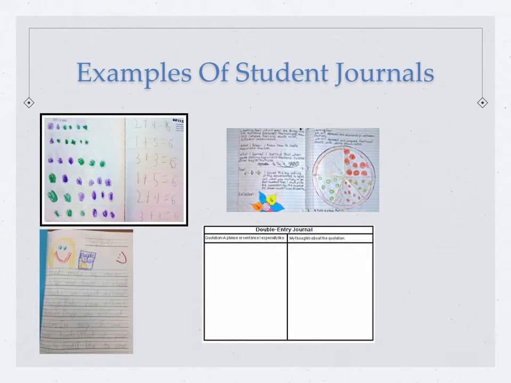On the right, we see a double entry journal. This would be a worksheet provided to the student by the teacher. On the left-hand side of the worksheet, the student is asked to quote the reading, and on the right side, the student is asked to give thoughts about the quote. All of these concepts will help the teacher assess if the students are understanding the concepts.